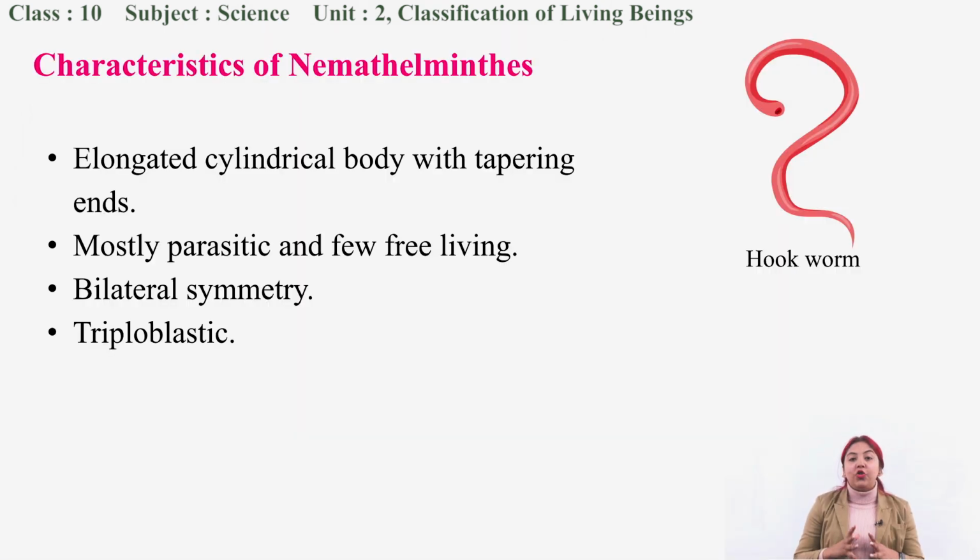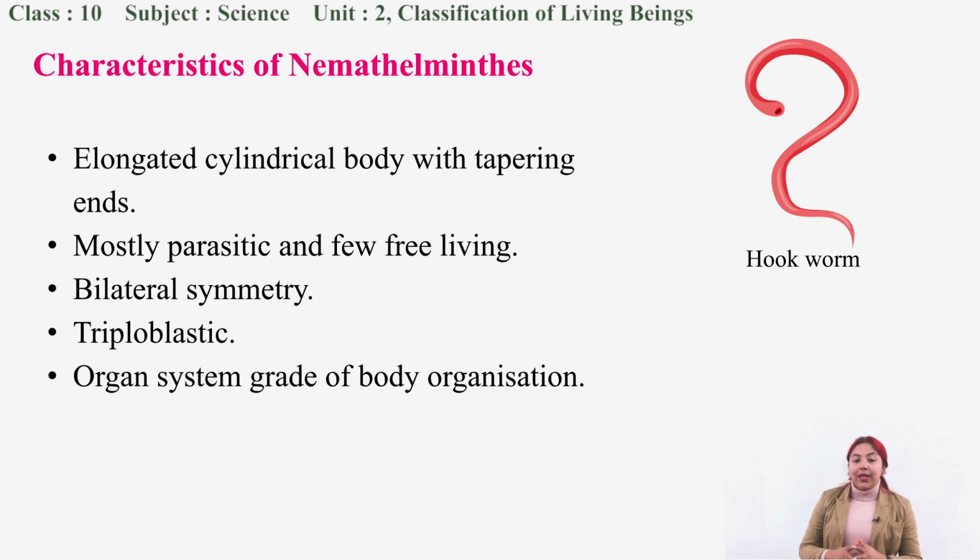Now, they are triploblastic in nature, meaning they have all three germinal layers, the endoderm, the mesoderm, and the ectoderm, present in their body. They have an organ system grade of body organization. We studied that the phylum Platyhelminthes have organ grade of body organization only. They did not have any organ system. But now nemathelminthes have evolved, and they have an organ system grade of body organization.